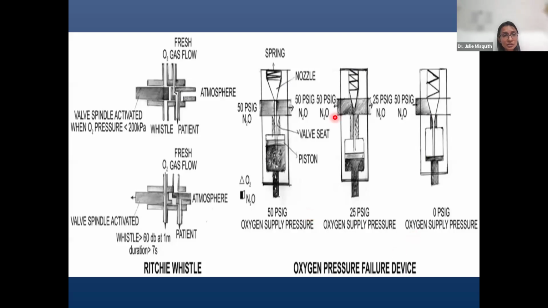Now, when oxygen pressure falls, there's a system called an oxygen pressure failure device, which decreases the other supply. Like if you see here, the oxygen supply pressure is 50 psig and nitrous oxide is also 50 psi. But when the oxygen supply decreases, there is a decrease in nitrous oxide supply as well. And here there's a cutoff of both the gases.